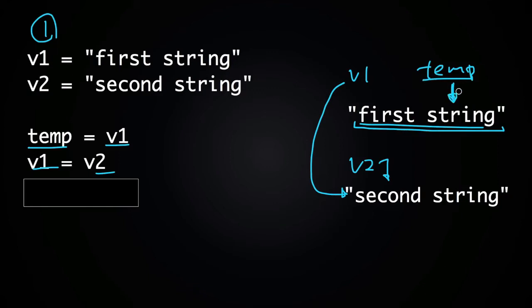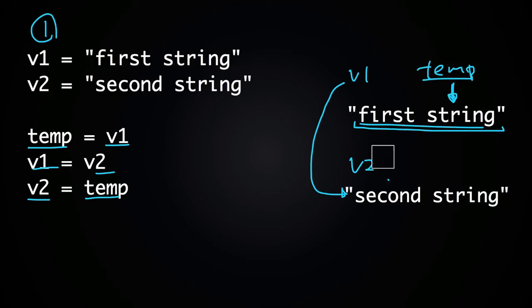pointing to that value. So after that, all you need to do is refer v2 back to whatever temp refers to, which is first string. So v2 will refer to first string after these lines of code, and then v1 will refer to second string. And this little pattern of using a single variable to switch the values of two variables is actually really important to know, because it's a very common pattern to use for any programmer.